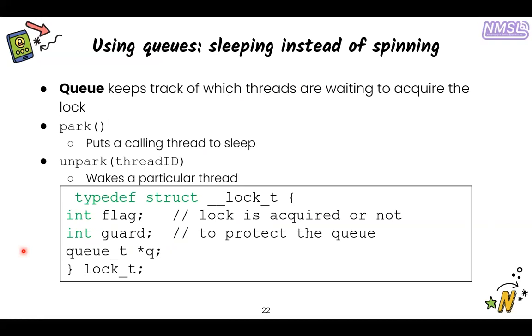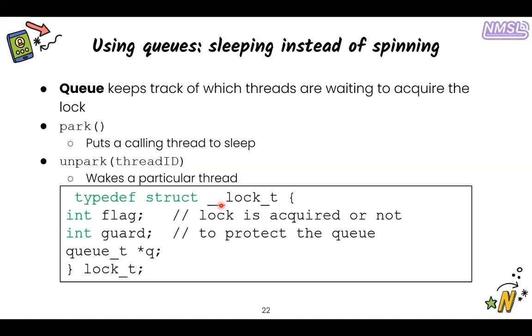Another way is to actually use queues, right? So you keep track of which threads are waiting to acquire the lock. So when you go into the queue, or let's say we're in the bank, if I'm number 95 and they're serving 76, perhaps I should just sleep, right? So you park, which pushes the calling thread to sleep. Sometimes when you unpark, you have to actually specify the thread ID, so you wake a particular thread.